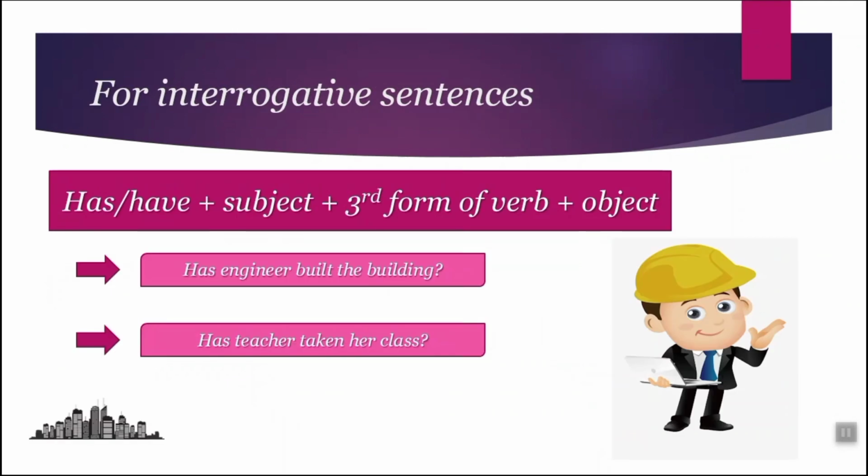The formula for an interrogative sentence is has or have plus subject plus third form of verb plus object plus question mark. Has the teacher taken her class? Has is the auxiliary verb, teacher is the subject, taken is the past participle form of the verb take, and her class is the object. Has the engineer built the building? Both sentences use the auxiliary verb has because the subjects, the teacher and the engineer, are singular third-person nouns. It shows that the sentences are present perfect sentences.